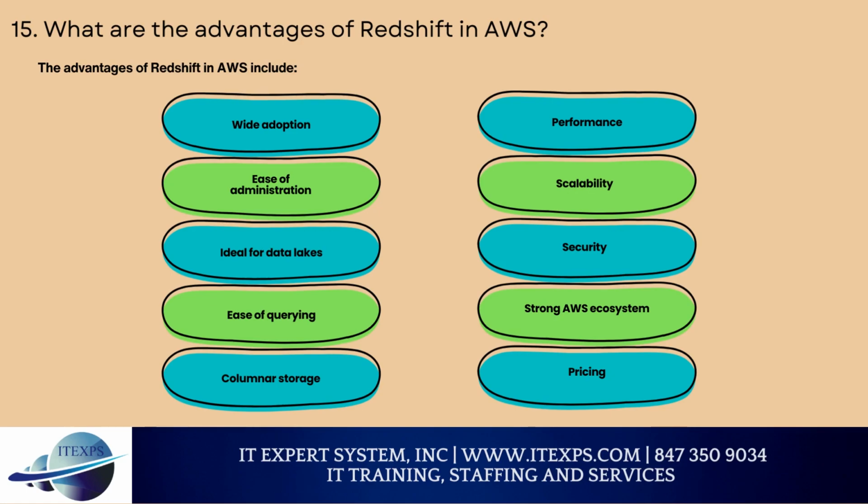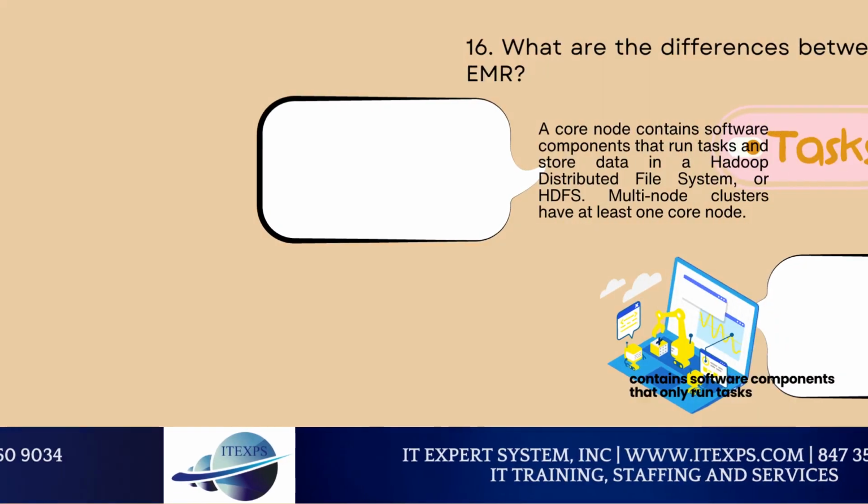15. What are the advantages of Redshift in AWS? The advantages of Redshift in AWS include wide adoption, ease of administration, ideal for data lakes, ease of querying, columnar storage, performance, scalability, security, strong AWS ecosystem, pricing.